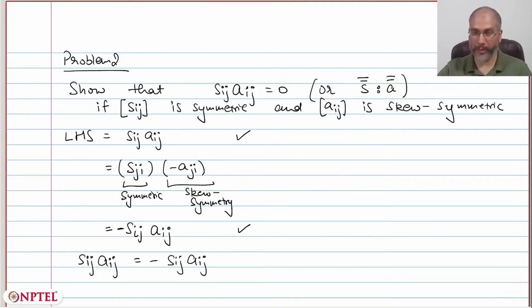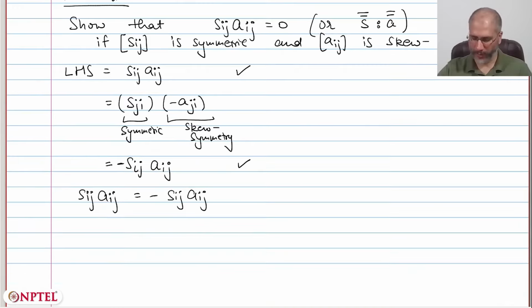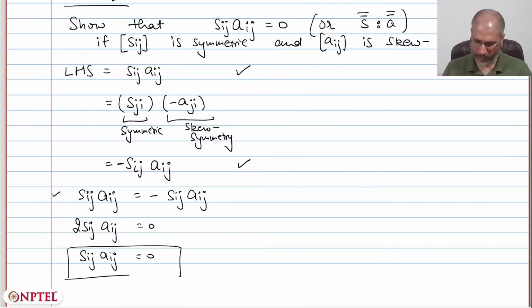The meaning of a quantity being equal to its negative is that it's only possible if the quantity is 0, because if I move the right hand side to the left hand side, what I get here is twice of S_ij A_ij is equal to 0. So which basically means that S_ij A_ij is 0, and this is exactly what we had to show. So this completes the proof.